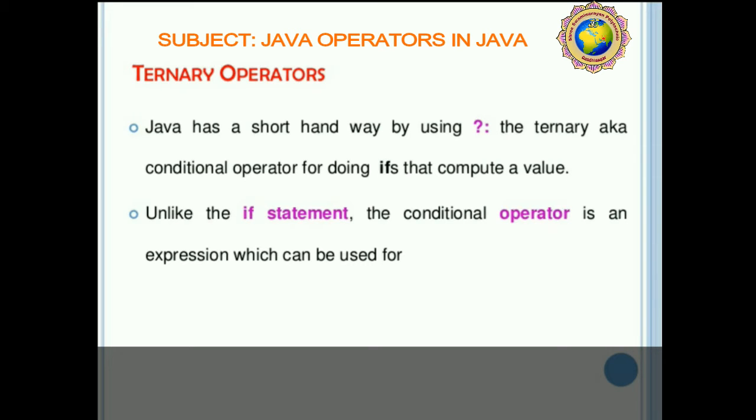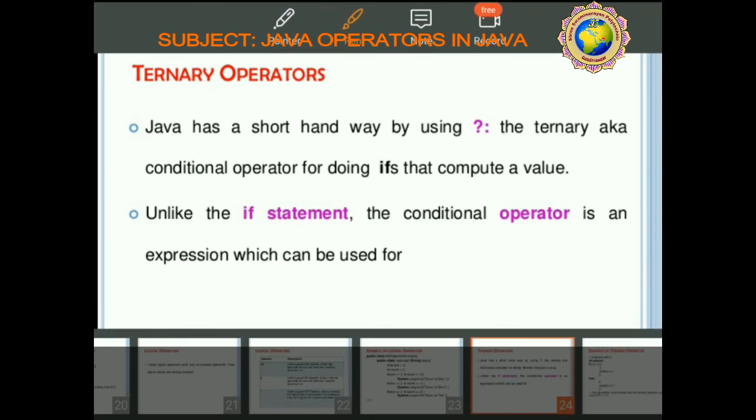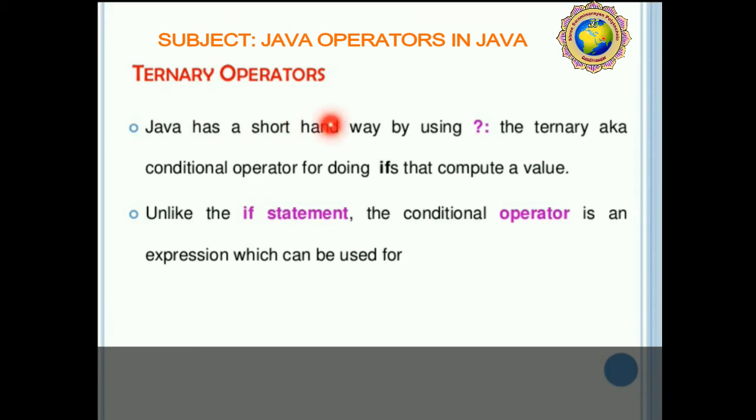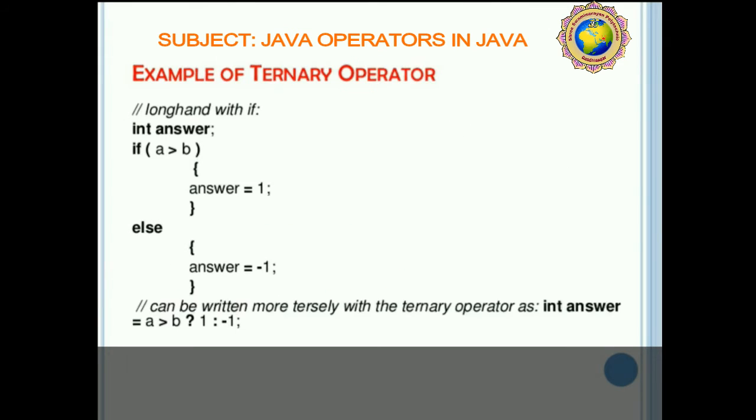Next, the ternary operator. In Java, there is a shorthand way using a question mark and colon. The ternary conditional operator is used for computing a value. Unlike the if condition, the conditional operator is an expression which can be used for assignment.